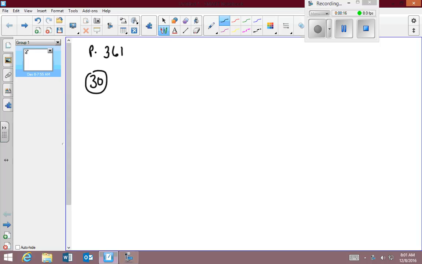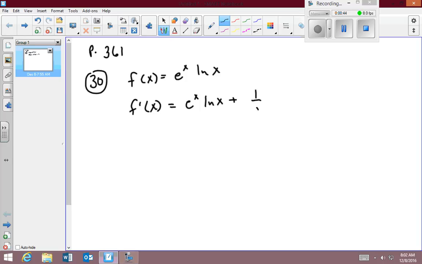And they want us to find the first derivative at 1 for the function, let's see, e to the x times ln of x. So when we do the first derivative, the derivative of the first is going to be e to the x times the second, plus the derivative of the second, which is 1 over x, times e to the x. So we can actually factor e to the x out.